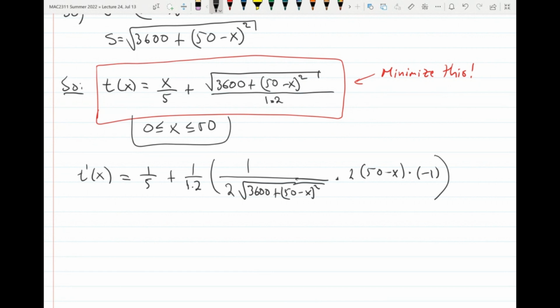So everybody see this? Because there are 3 compositions here. The square root, then this polynomial, and then this little function, okay? 3 compositions. Okay, so let's clean this up. The 2's cancel. So we get 1 over 5 minus, because of the negative 1 over there, minus, and then on top I'm going to have a 50 minus x over a 1.2 square root of 3600 plus (50 minus x) squared.